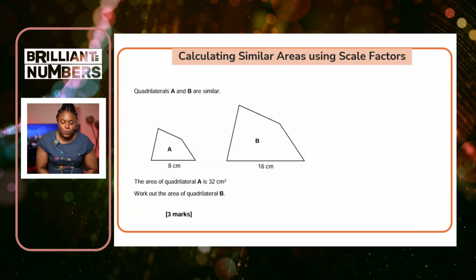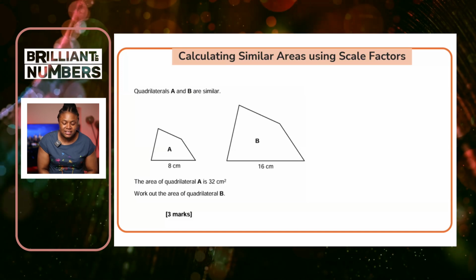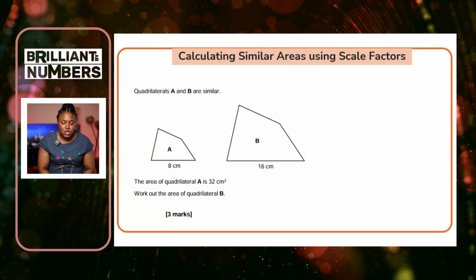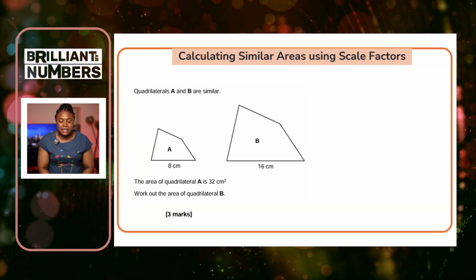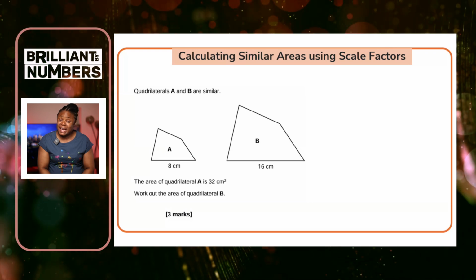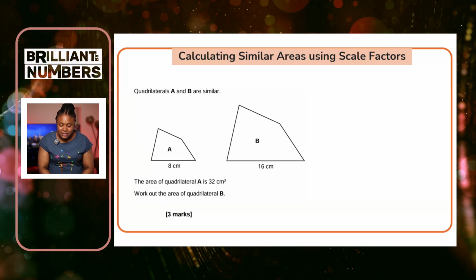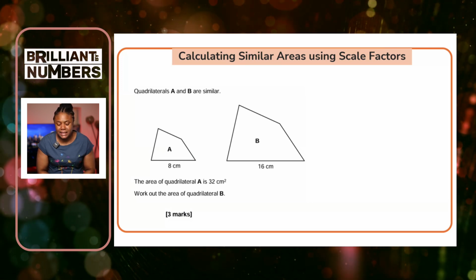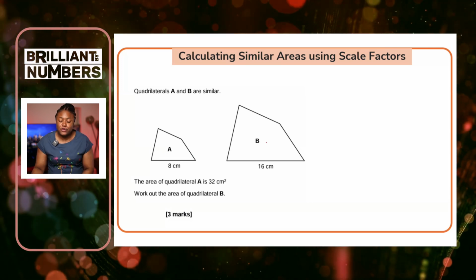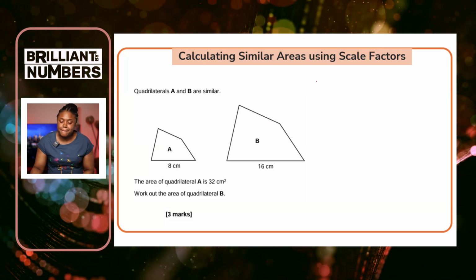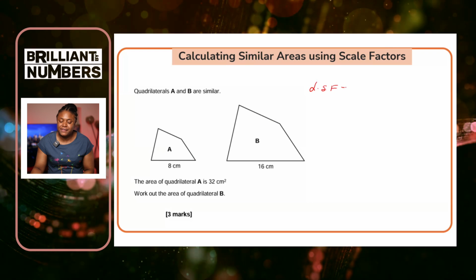Okay, now we are doing an actual question here. So it's calculating similar areas using scale factors again. Quadrilateral A and B are similar. The area of quadrilateral A is 32 centimeters squared, and we're asked to work out the area of quadrilateral B. And that is for 3 marks. So again, first of all, I know I must find my linear scale factor.